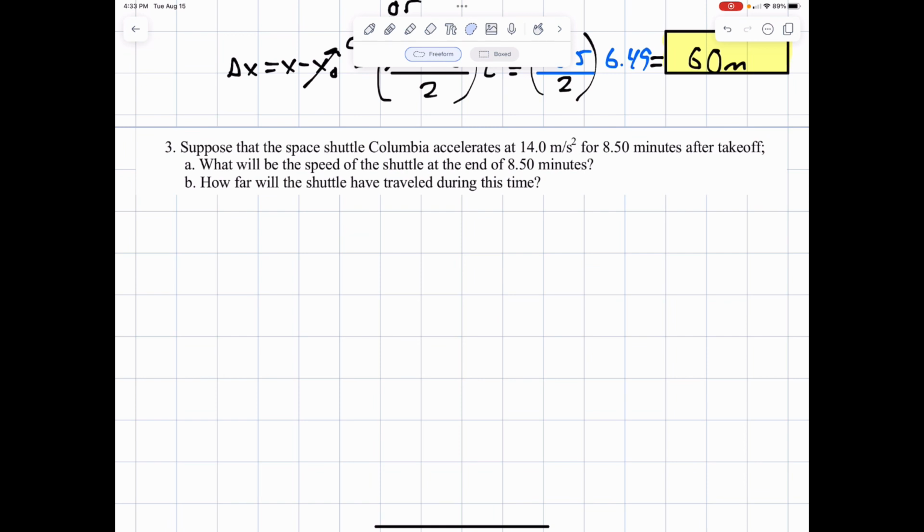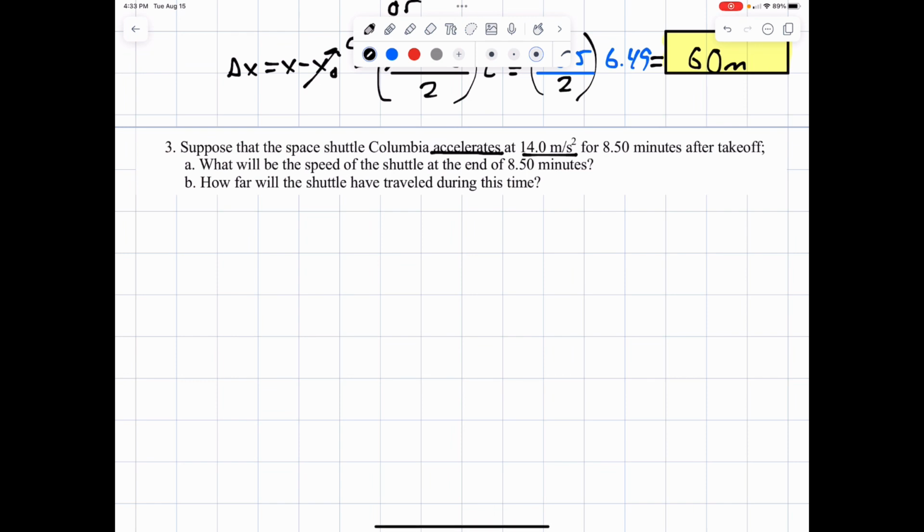Number 3, suppose that the Space Shuttle Columbia accelerates at 14 meters per second squared for 8.5 minutes after takeoff. Part A, what will be the speed of the shuttle at the end of 8.5 minutes? Part B, how far would the shuttle have traveled during this time? So first of all, I know this is an acceleration problem because of that word and that value right there.